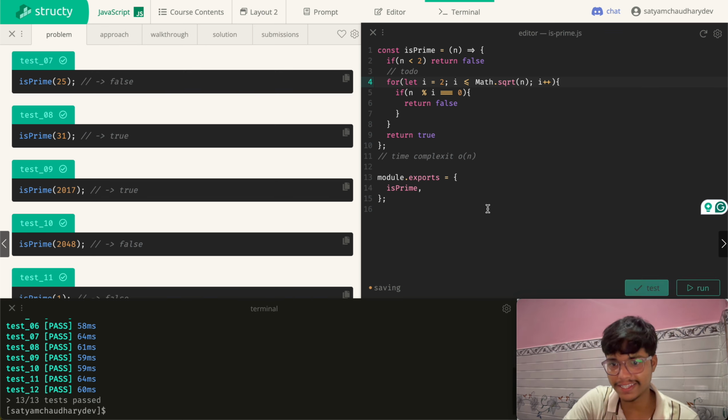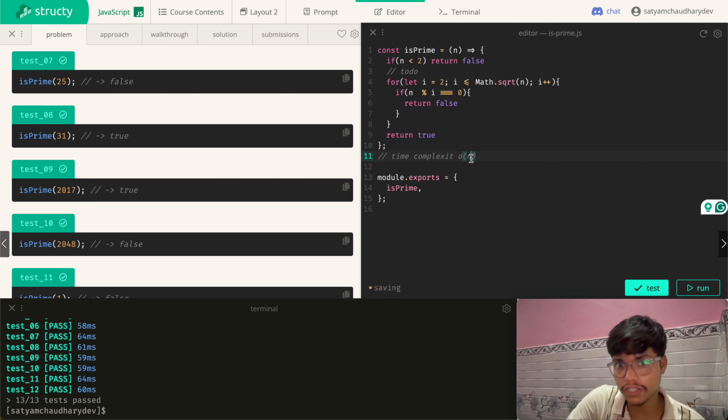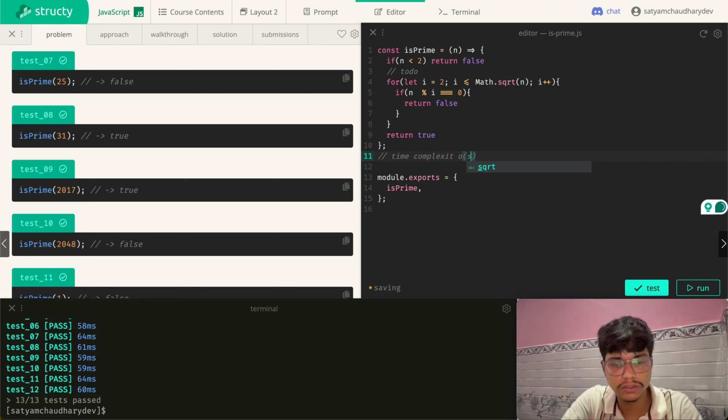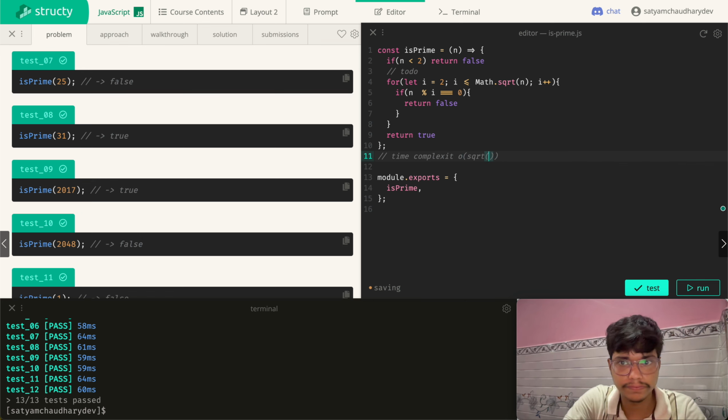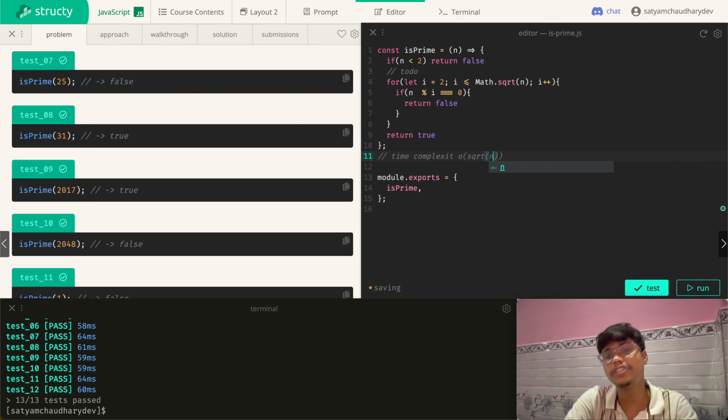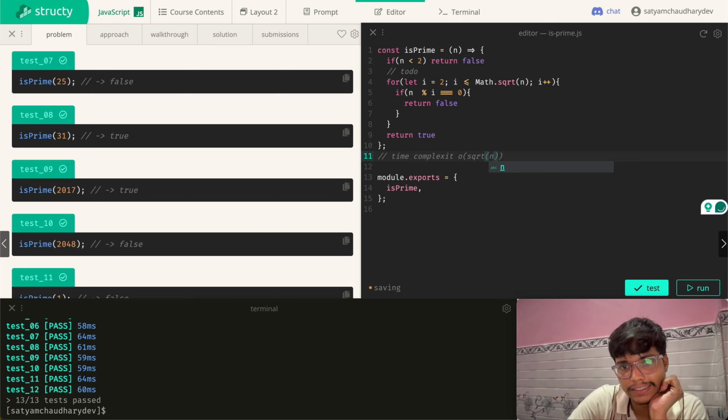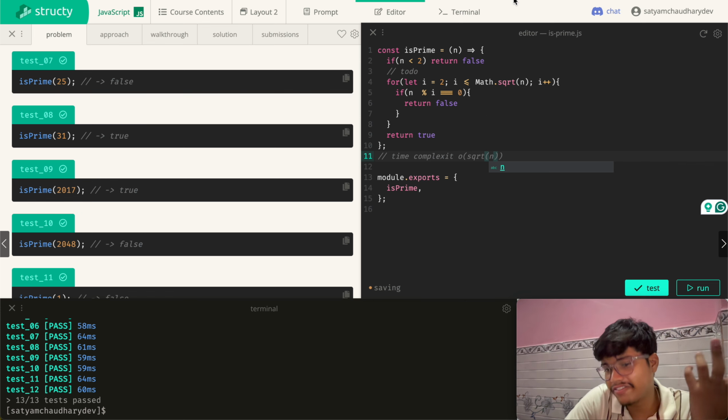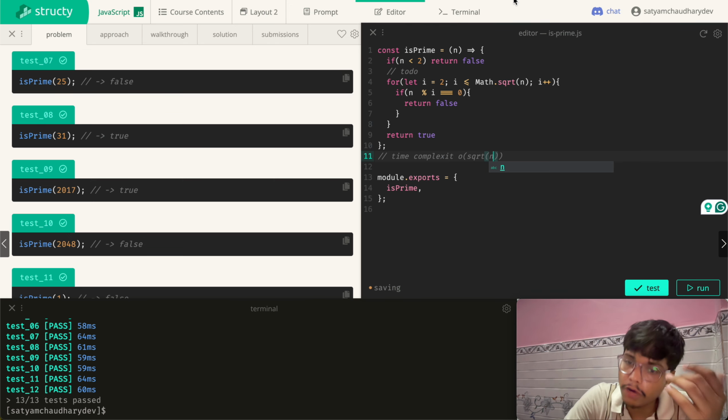Okay, it passes. So now the time complexity would be square root of n, which is less than O(n). So this is a much more optimized way to solve this problem. Okay, thanks.